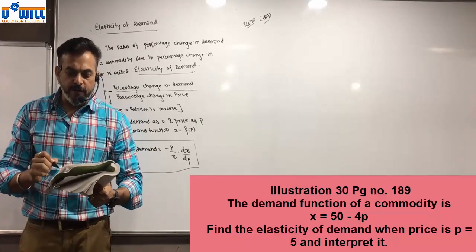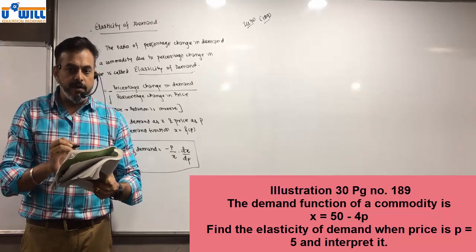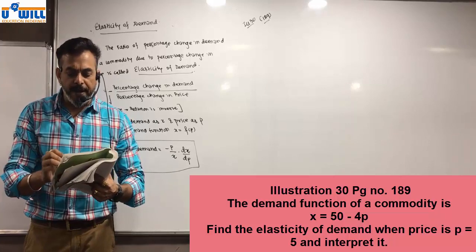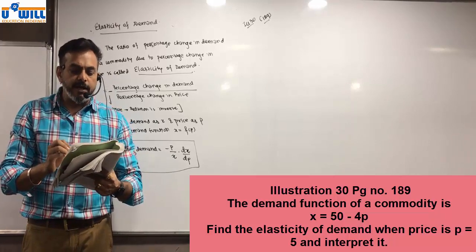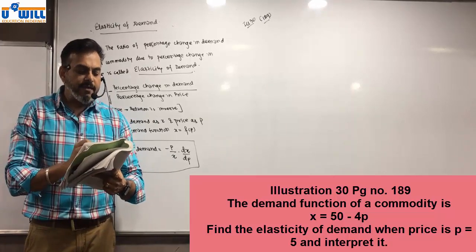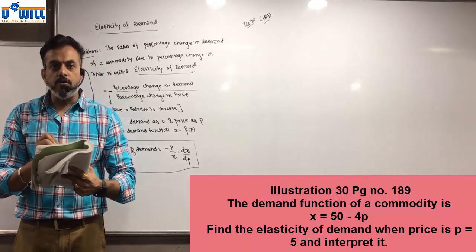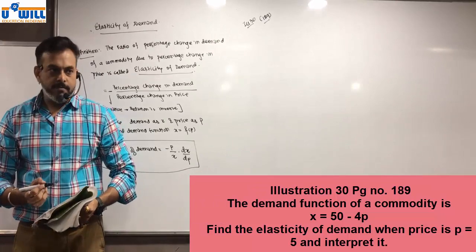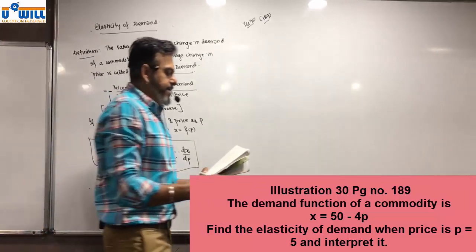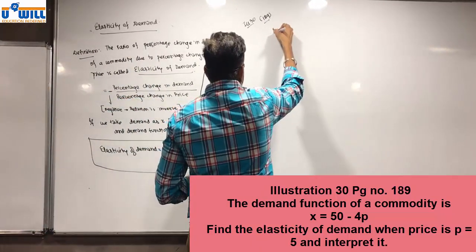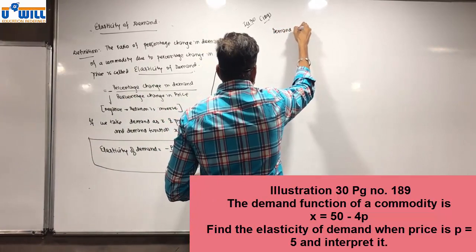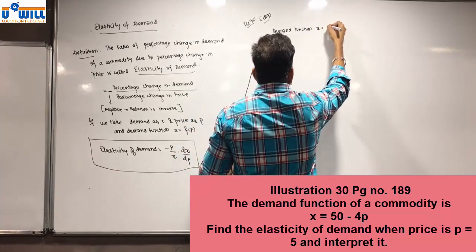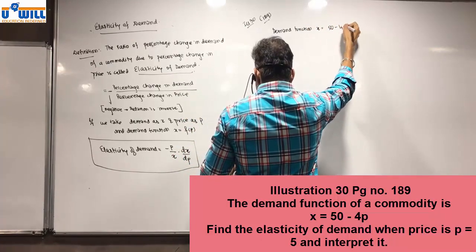The demand function of commodity X is X = 50 - 4P. Find elasticity of demand when price is P = 5 and interpret it. Now, let's first write down the demand function, which is given. Demand function X = 50 - 4P.